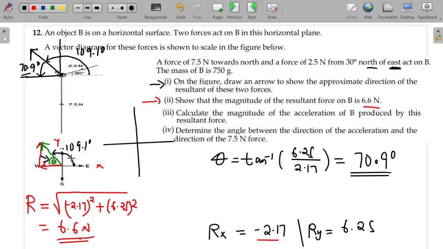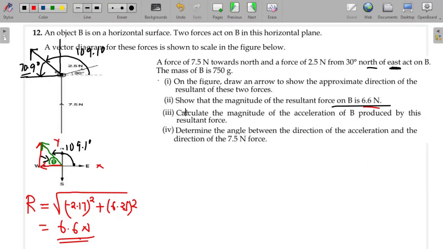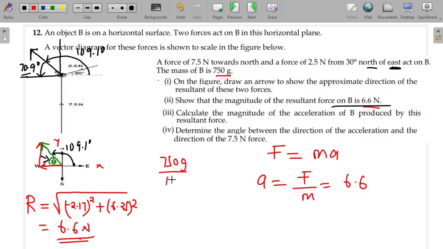We've sketched this. That's the sketch. We've shown that the resultant is this. And then in part B, they're saying calculate the magnitude of the acceleration of B produced by this resultant force. The resultant force is 6.6 newtons. Now remember the formula: force is equal to mass multiplied by acceleration. So acceleration is equal to force over mass. But this mass has to be in kilograms. The force is 6.6, and the mass was given as 750 grams, so I divide by 1,000 to change it into kilograms. It will be 0.750 kg.